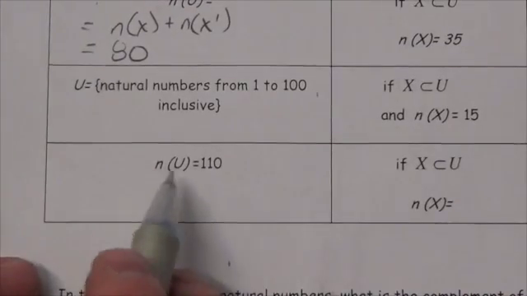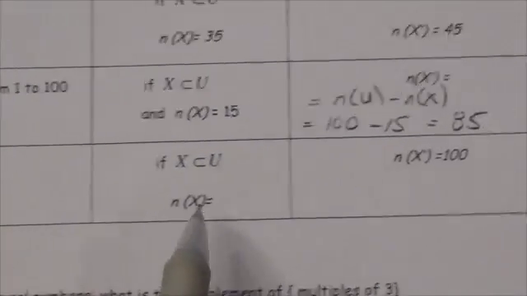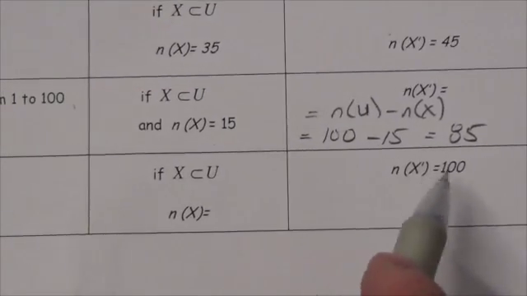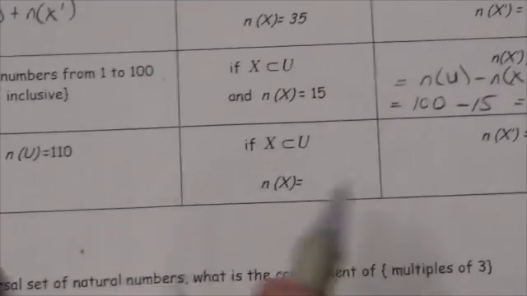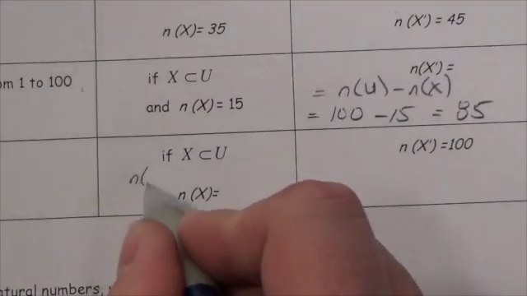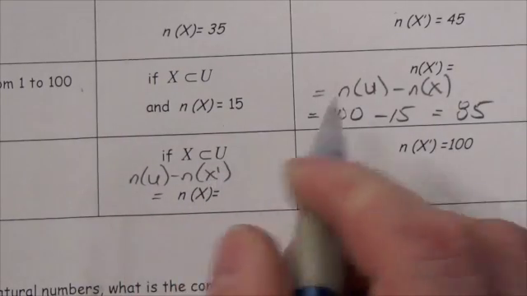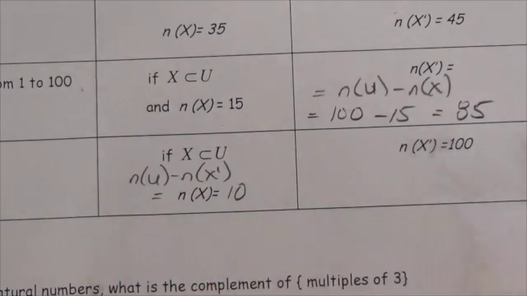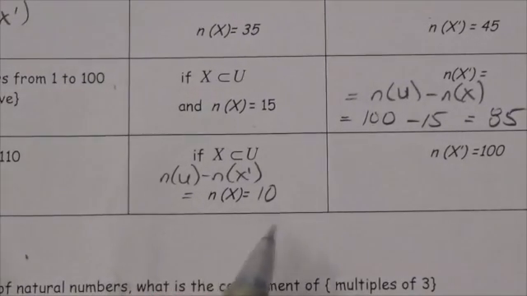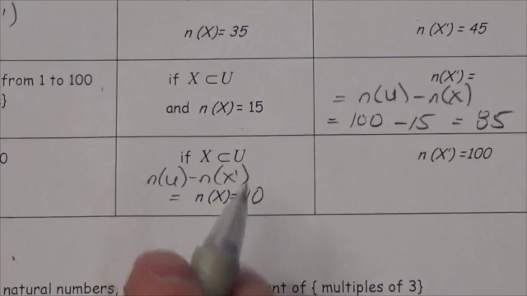And then down here, the number of elements in the universe is going to be 110. Okay, this time we're looking for the number in this set right here. The number in the complement of this set is 100. Well, actually, that makes the math a little bit easier here, because again, the number in the universe minus the number in the complement will equal this, and that's going to equal 10. 110 in the universe, 100 in the complement, 10 in the original.